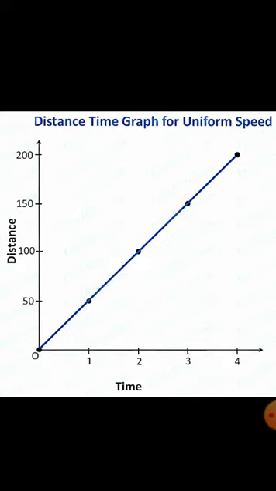If you observe the coordinates of the points, you can say that the object is covering equal distances in equal intervals of time. So, the object is starting from the rest position and is having uniform speed. The graph for such an object with uniform speed will be a straight line passing through the origin.